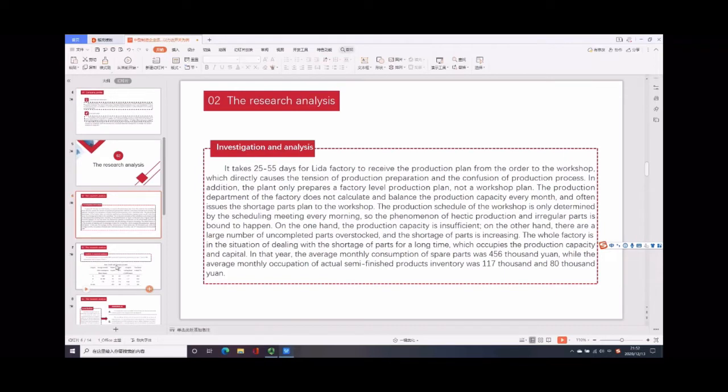On the one hand, production capacity is insufficient. On the other hand, there is a large number of incomplete parts overstocked, and the shortage of parts is increasing. The whole factory is in the situation of dealing with the shortage of parts for a long time, which occupies production capacity and capital. In that year, the average monthly consumption of spare parts was 456,000 yuan, while the average monthly occupation of actual semi-finished products inventory was 117,000 and 18,000 yuan.